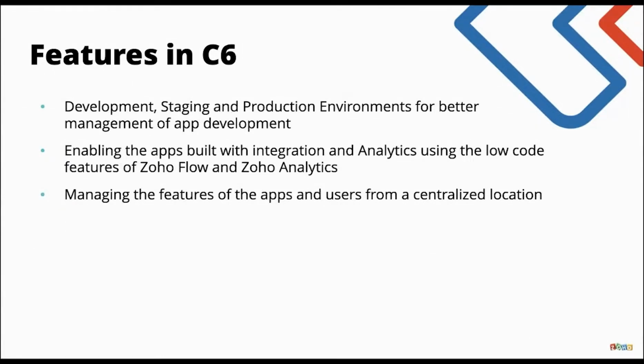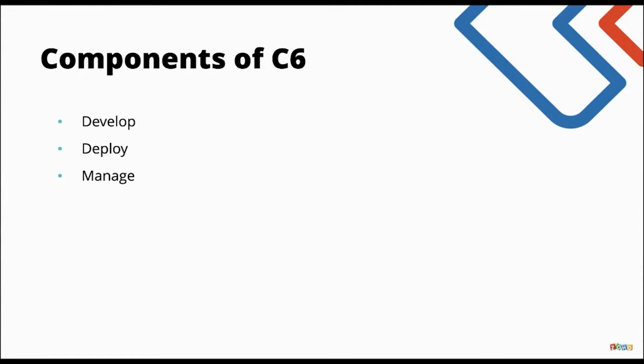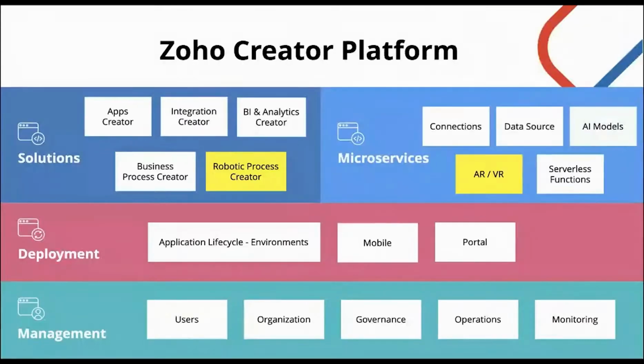Okay. So, coming to the components of Creator 6, we have three major components. One is developing, deploying, and managing. These are the three major components of Creator 6. So, coming to the entire ecosystem, understanding what the components available are, we can say development consists of two parts: solutions and microservices. Deployment has three subcomponents associated to it: environments, mobile, and portal. And coming to management, it has five components: users, organization, governance, operation, and monitoring.